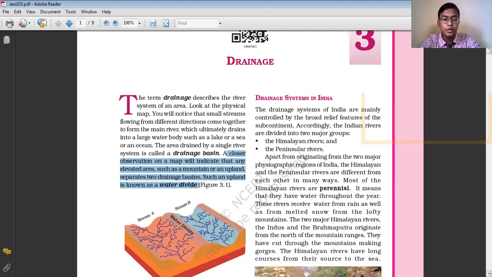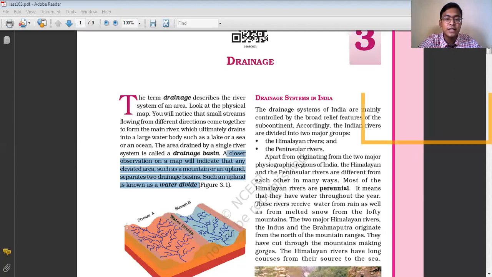See, this diagram tries to explain how a water divide looks. Suppose this is a landscape, a relief feature, and here you see an uplifted portion, an uplifted area, which divides the drainage basin into two halves. On one side, one important, large river is there, and its small tributaries and streams, and they form a separate drainage basin.